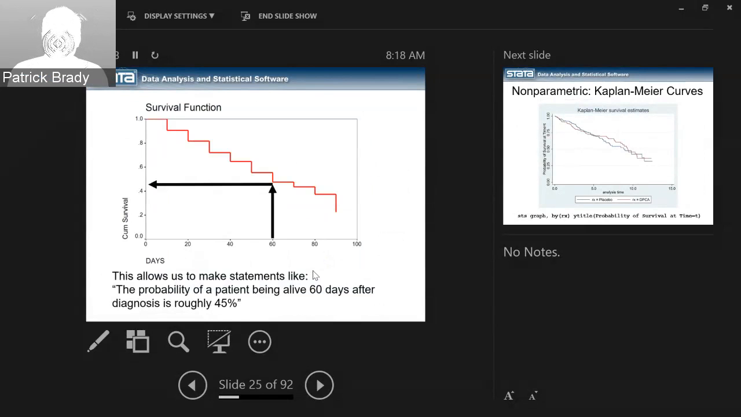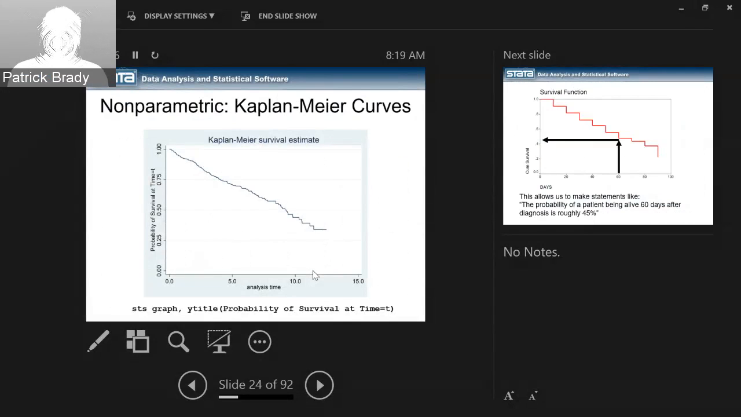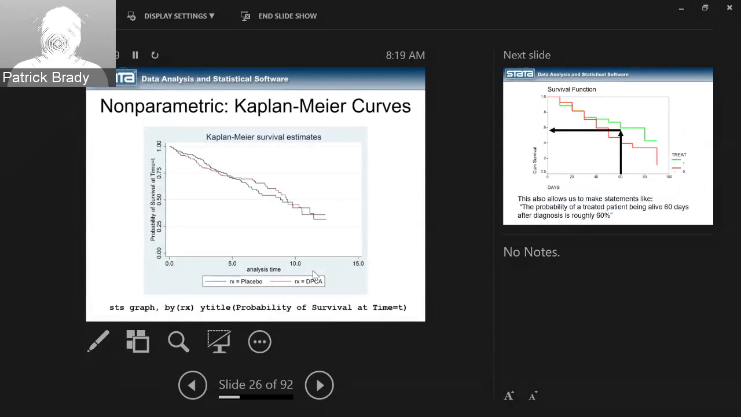These Kaplan-Meier curves allow us to make statements such as the probability of a patient being alive after 60 days after diagnosis is roughly 45%. Okay? So that's what these graphs are kind of useful for. You can do the same thing with a life table. What's the probability that someone in the placebo group makes it out to 8 years is about 53, 54%. You can do that. But these graphs sometimes make it a little easier to see. You can also do these Kaplan-Meier curves by the treated and control group.